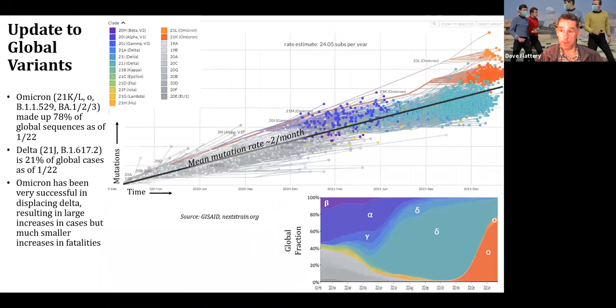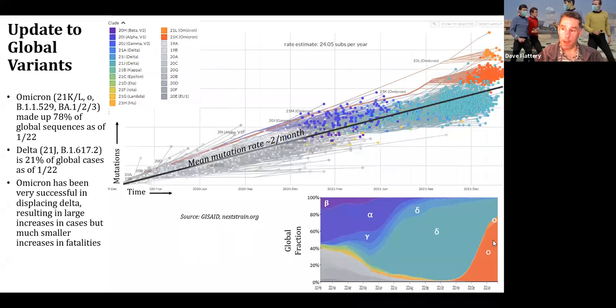So, moving into variants. This is an update to the graph I routinely show on the mutation rate, overall time versus number of mutations, colored by clade of the different phylogeny of the variants. This Omicron up here, this darker orange, is 21K Omicron. This lighter orange is 21L. Those are the Nextstrain clades. It's just the year that they first show up, and then sequentially they add a letter to it. First found in 2021, the first one was K and the next one is L. These two are Omicron.